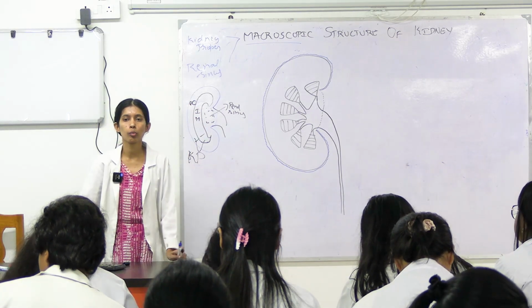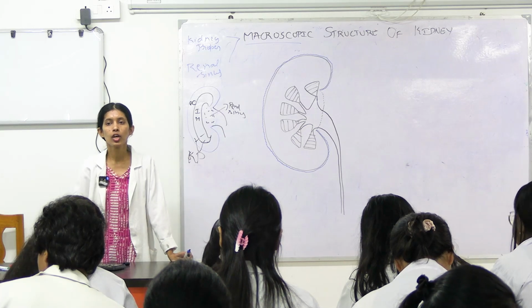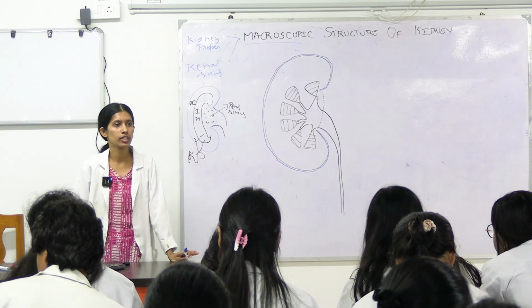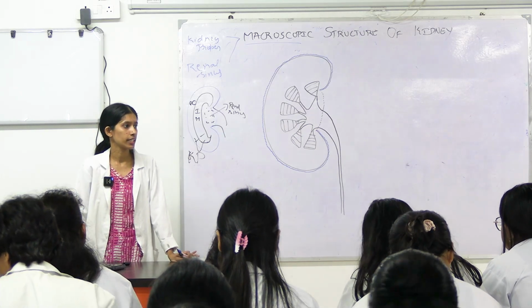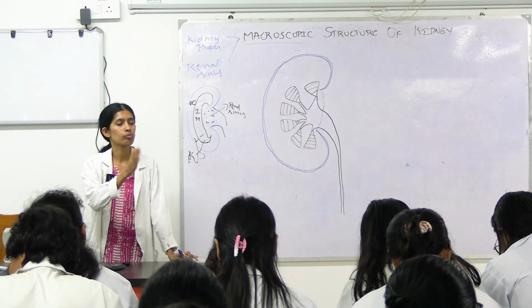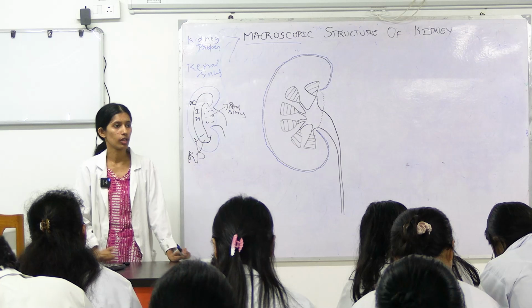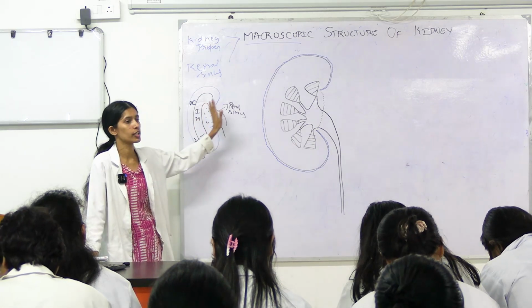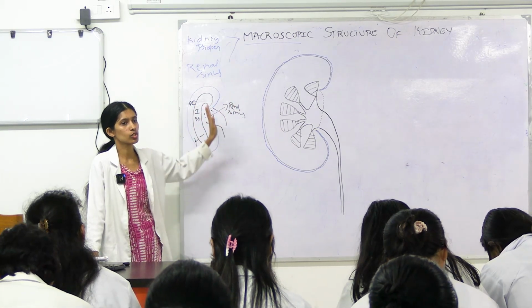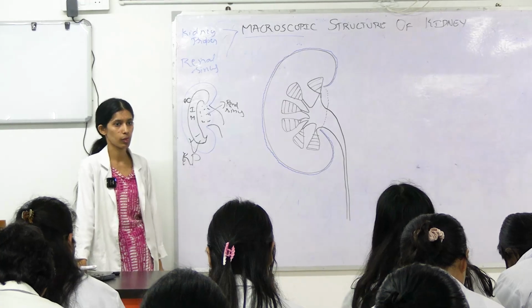So the macroscopic structure of the kidney gives us two important parts. The first one is kidney proper and renal sinus. Again, the kidney proper is divided into outer cortex and inner medulla. The part that opens into your hilum is called the renal sinus.